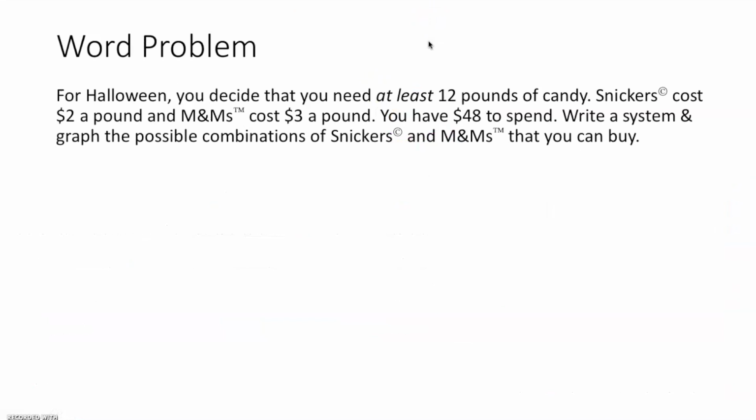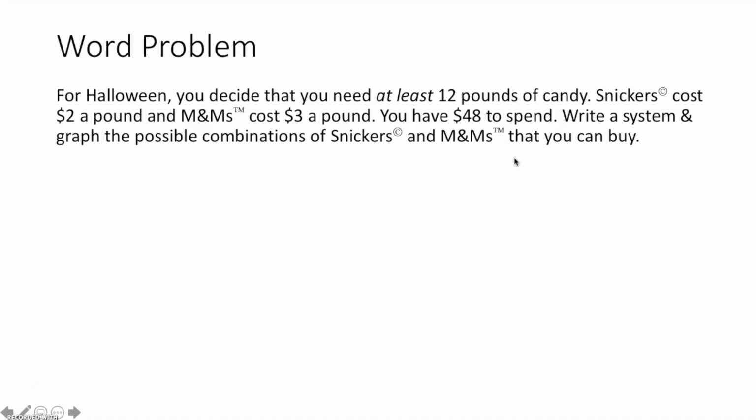Okay, now our word problem says for Halloween you decide that you need at least 12 pounds of candy. Snickers cost $2 a pound and M&Ms cost $3 a pound. You have $48 to spend. Write a system and graph the possible combinations of Snickers and M&Ms that you can buy. So word problem. Step 1, we're not scared. We can do this. Don't give up.